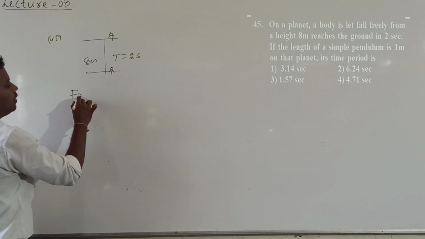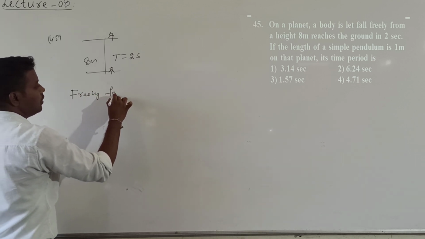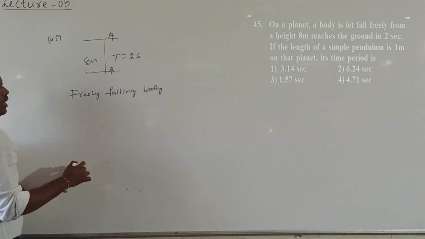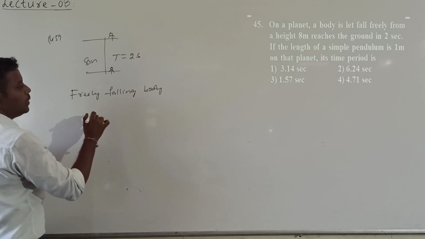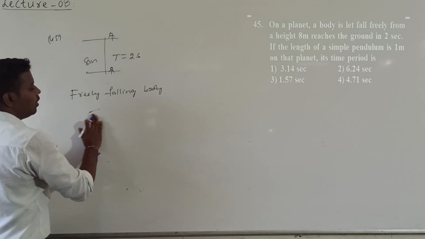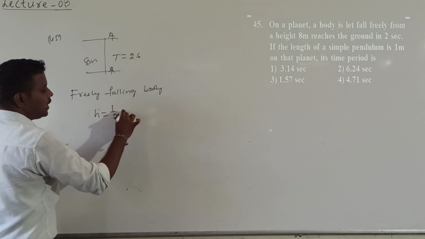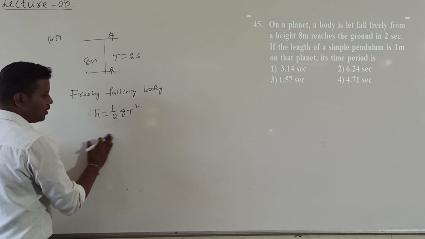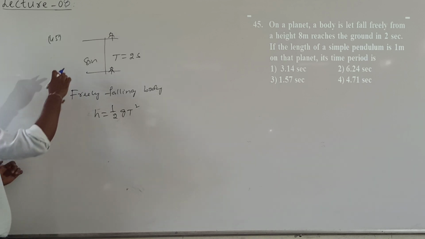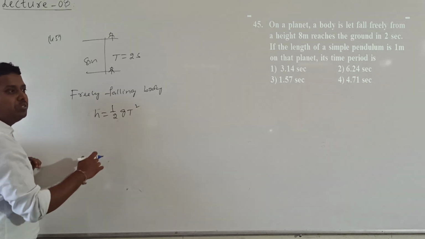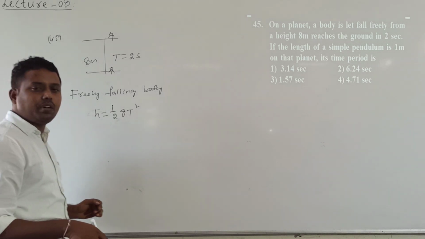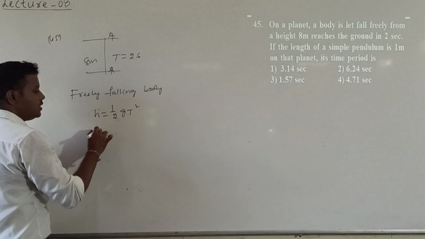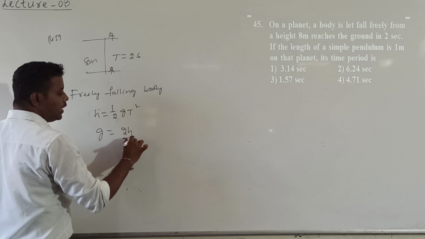This is for which body? Freely falling body. So what is the condition? Acceleration due to gravity is given by the time of flight formula, or h is equal to half into g into t square formula. So t is root over 2h by g. To calculate the height for a freely falling body, by using the equation s is equal to ut plus half at square, we will get h is equal to half into g into t square. From this, g value is 2 into h divided by t square.